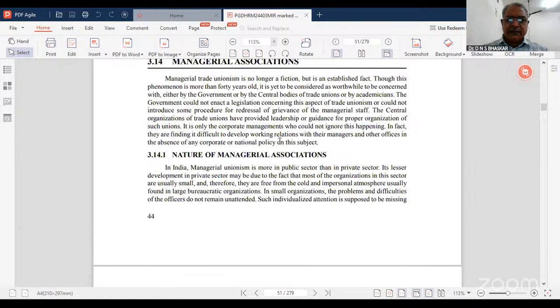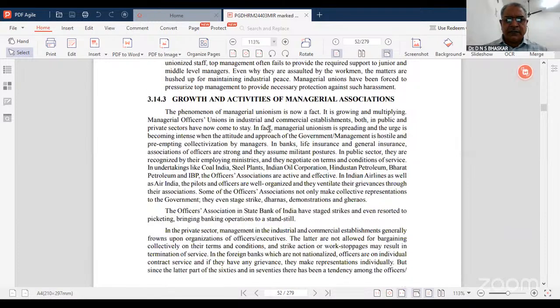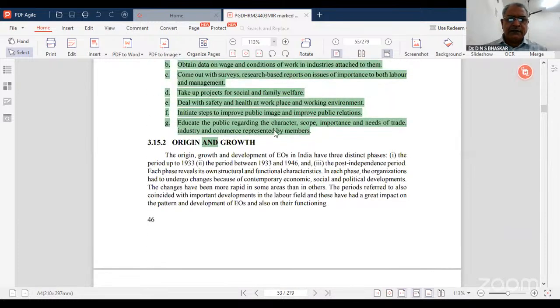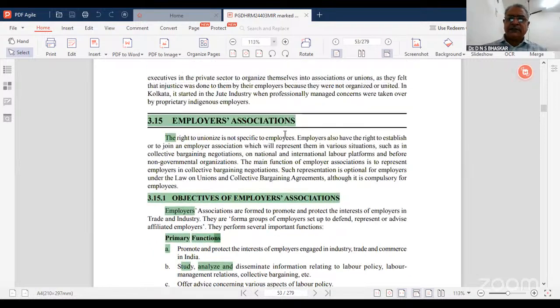Managerial associations are some of the concepts that you need to read and understand. And coming to the other important aspect here: what are the objectives of employers association? Till now, we studied about the employees association, that is called trade union. Now, this important concept is employers association. There is an association for the employers also, which is called employers union. The right to unionize applies to employers also.